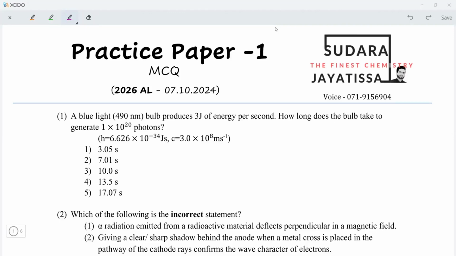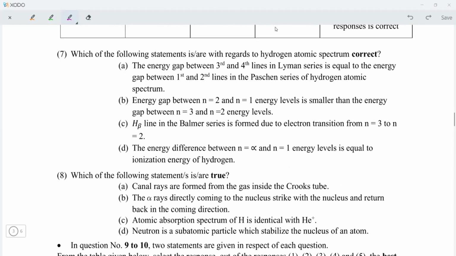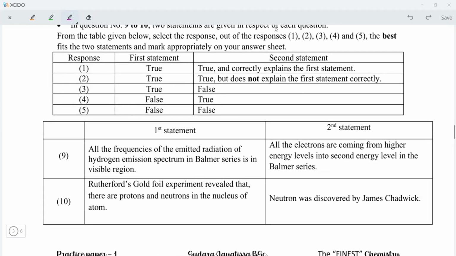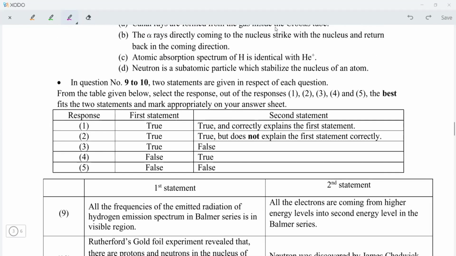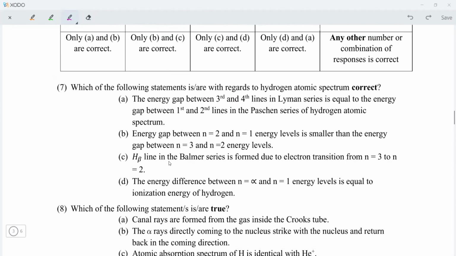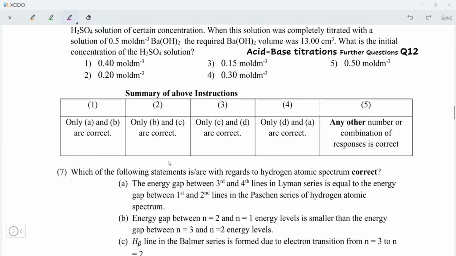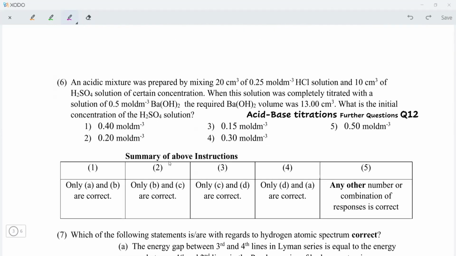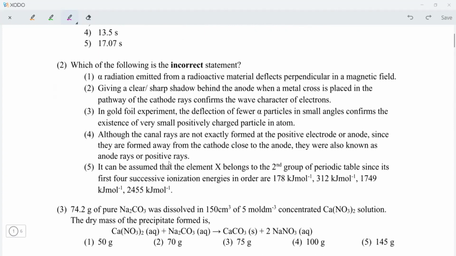Here you are having 10 questions from atomic structure mainly, and there will be some chemical calculation MCQs also. I try to cover all the possible question types in our A-level chemistry paper. You can see here question numbers 9 and 10 are first statement, second statement questions. Then you are having 2 ABCD type questions also, right? And there are 6 ordinary type MCQs.